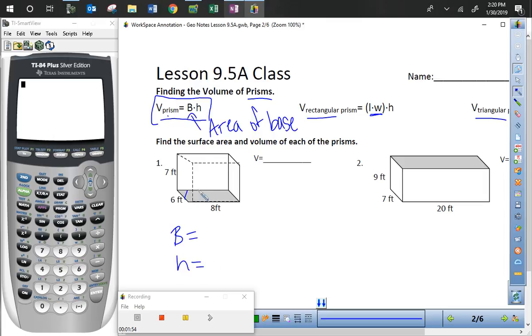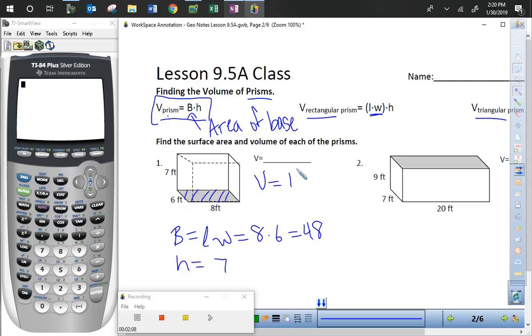Since our base here is a rectangle, we need length times width. So that's 8 times 6, 48. Then our height is that number we haven't used yet, just 7. Putting it all together, V equals area of the base times the height, so 48 times 7. Okay, if you haven't already, grab out your calculator, pause the video for a second, and get that typed in.